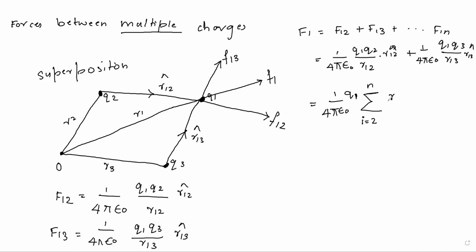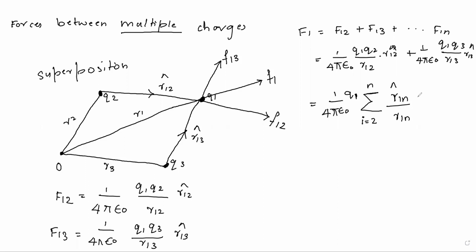Okay, R1 is same. What is remaining? This pen is not working properly. I'll write it for a better understanding. So what is remaining? 1 by Q1 we have taken outside. So here what is remaining? R1n hat, right? Okay, got it.